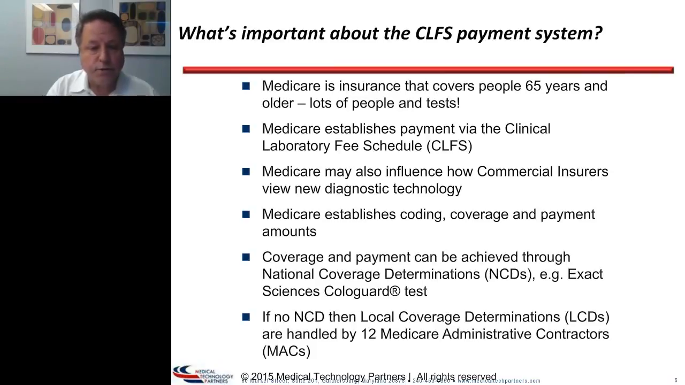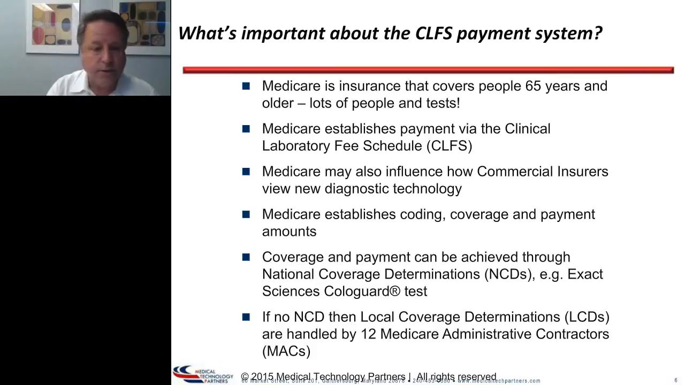So Medicare controls the coding, coverage, and payment amounts for all systems and coverage and payment for Medicare recipients. They implement coverage and payment amounts through national coverage determinations. For example, a company called Exact Sciences developed a test called Cologuard. If there's no NCD, then coverage is made through the local coverage determinations, and they're handled by the 12 jurisdictions of Medicare administrative contractors, currently run by 8 different companies across the United States. So each has jurisdiction in their area.